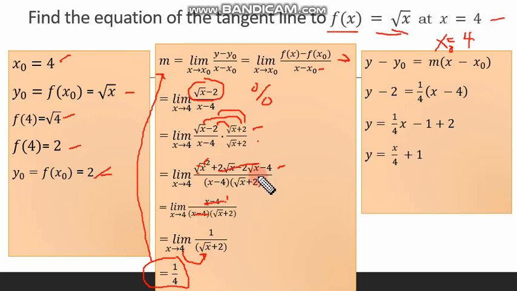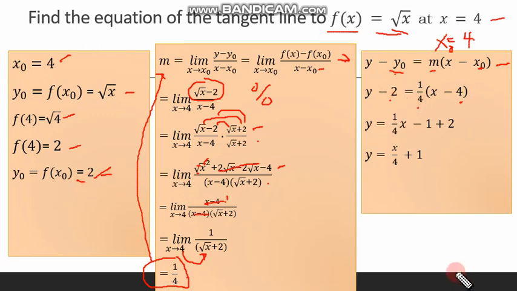Now, since we have the slope, we can proceed to get the equation of the tangent line using the point slope form. Okay, y minus y sub 0 is equal to m times the quantity of x minus x sub 0. So we have the y sub 0, the m, and the x sub 0. The m is the slope, which is 1/4, while the x sub 0 is 4, and the y sub 0, that's the f of x sub 0, which is 2.